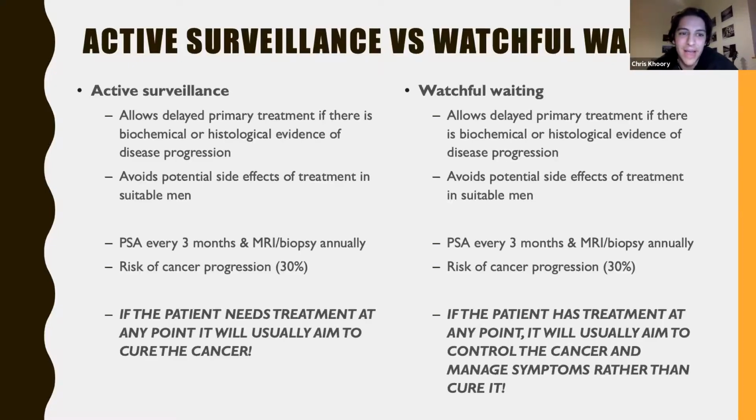So active surveillance allows delayed primary treatment if there is evidence of disease progression. It avoids potential side effects of treatment in suitable men. PSA is done every 3 months with a scan annually, and the risk of progression of the cancer is 30%. So this is appropriate where the patient may need treatment at some point, and it will usually aim to cure the cancer, but it's not called for just yet. It's only really suitable for men with slow growing cancer that hasn't spread outside the prostate and who would benefit from treatment such as surgery or radiotherapy if they needed it. And it usually involves more regular hospital tests than watchful waiting, such as the PSA and the MRI scans.